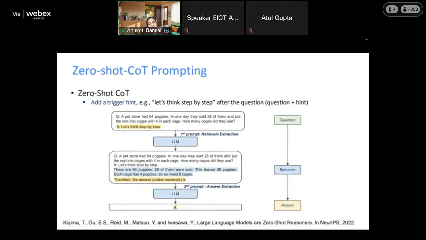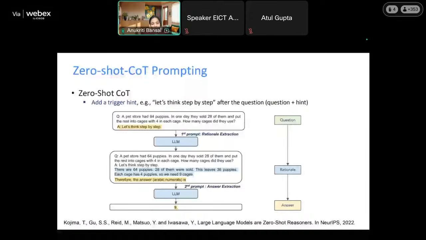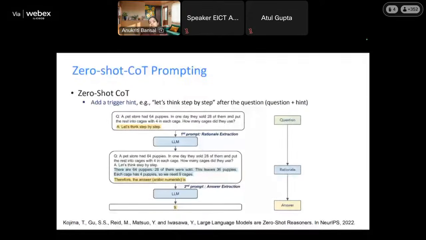Now, this chain of thought prompting can be combined with your in-context learning. So there can be zero-shot chain of thought prompting, one-shot chain of thought prompting, and few-shot chain of thought prompting. For zero-shot chain of thought prompting, since we can't provide an example, you just add a trigger. Okay, and what is the trigger? That is, let's think step by step.